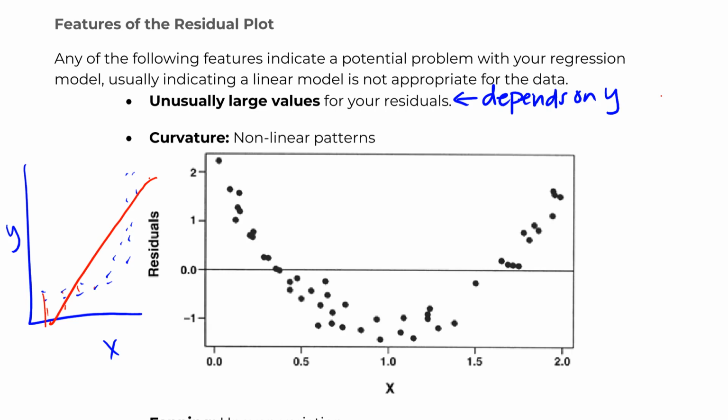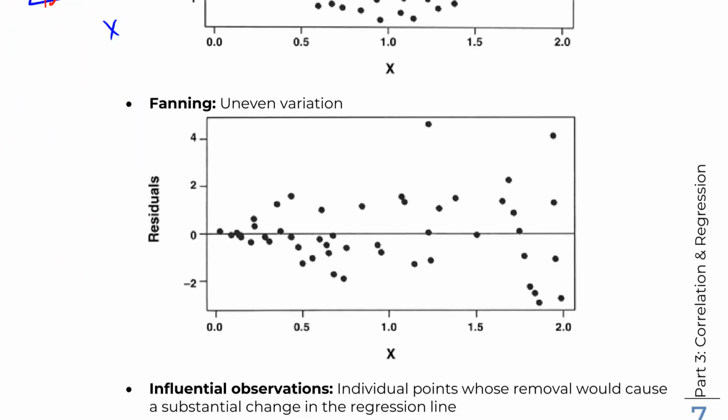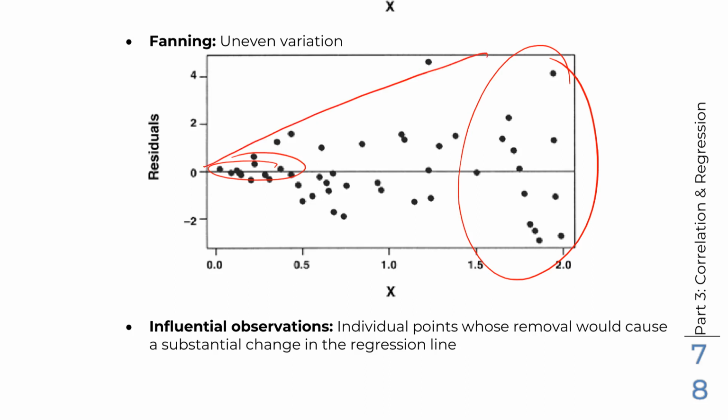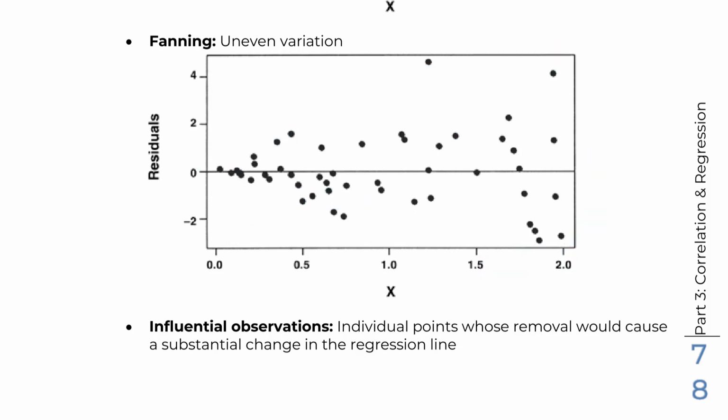So we don't want to see a curve. We don't want to see large values. We also don't want to see what's called fanning. So fanning is uneven variation, and this means we did really good at predicting in the low end of x, but we're doing really poorly predicting in the high end of x. We can see this sort of fanning out as it gets towards the larger x values. Now this can happen in the other direction as well. You could definitely have something where the predictions are crappy at the beginning and then they get better and better.